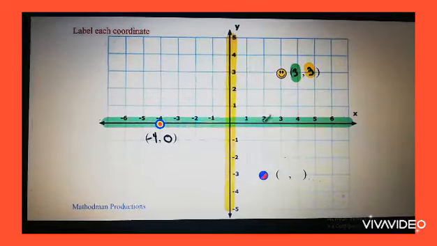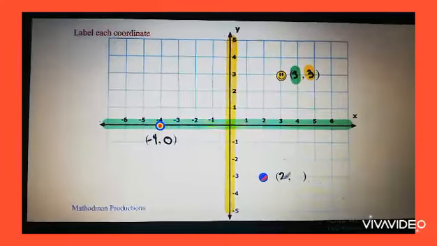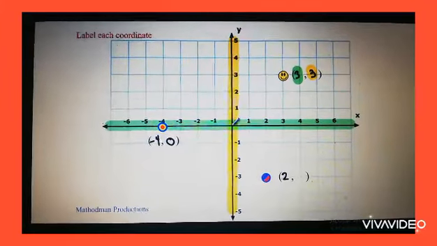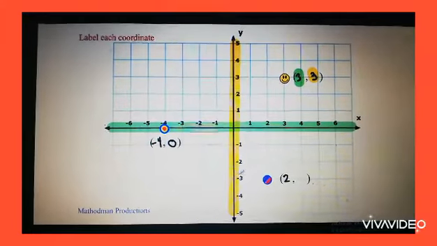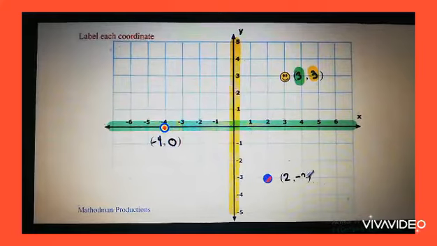Now let's look for the x and y coordinate of the ball. The x coordinate will be 2 because it's placed on 2, and the y coordinate would be -3 because the ball is in -3.